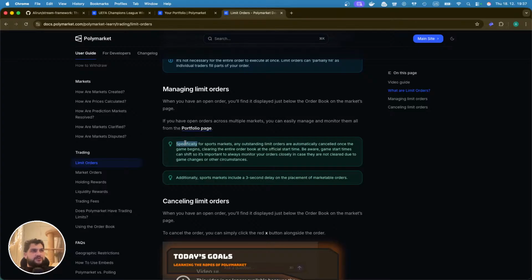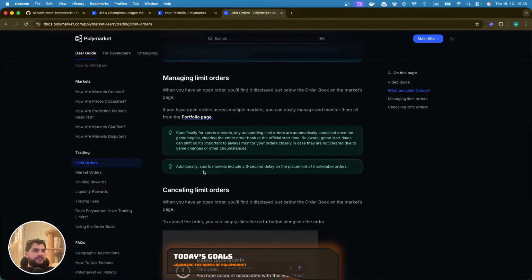Interesting. Specifically for sports markets, any outstanding limit orders are automatically cancelled once the game begins, clearing the entire order book at the official start time. Be aware game start times can shift, so it's important to always monitor your orders closely in case they are not cleared. Additionally, sports markets include a 3-second delay on the placement of marketable orders. Crazy.